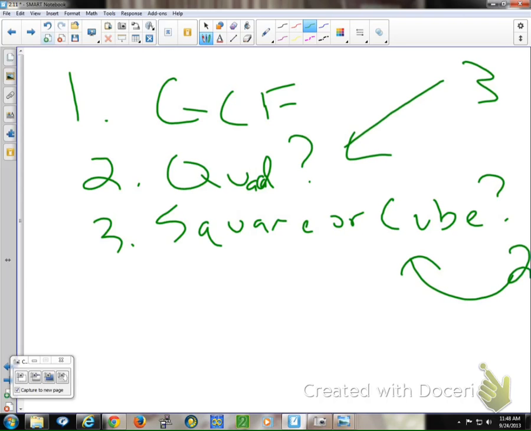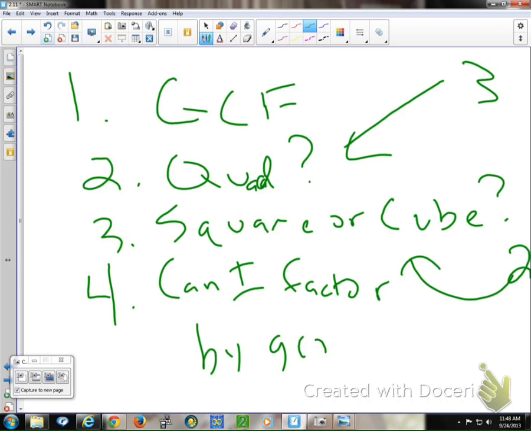Today we're going to insert step 4. And that is, if it's not a quadratic and it's not a square or cube, can I factor by grouping? Sorry, it looks so weird. Can I factor by grouping? And guess what? These were 3 terms, these were 2 terms, these are going to be 4 terms.